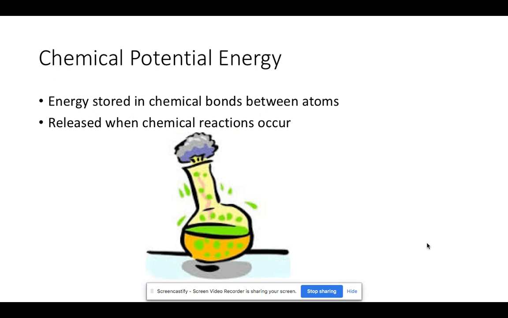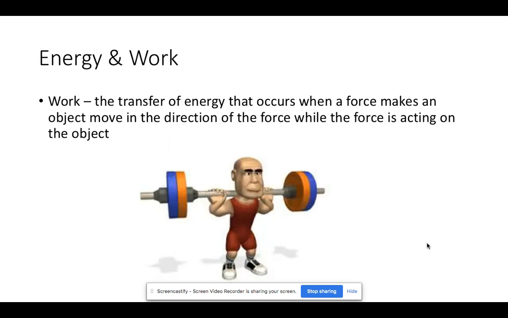You also have chemical potential energy, and this is the energy stored in chemical bonds between atoms. It is released when chemical reactions occur. And we'll talk more about chemistry later. So energy and work. Work is the transfer of energy that occurs when a force makes an object move in the direction of the force while the force is acting on the object. So this weightlifter is making the weights move because he is pushing upward force on the weights, and that makes the weights move upward.